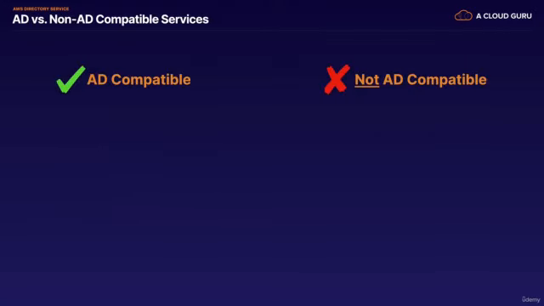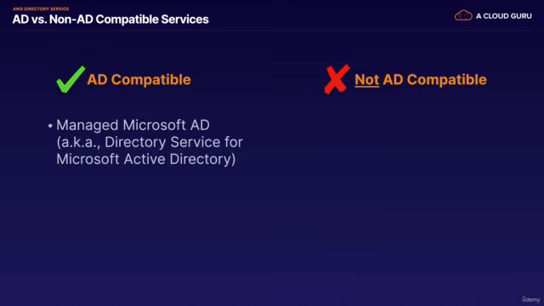So for the exam, it's important that you keep straight which of these services are AD compatible and which are not AD compatible. So for the AD compatible services, we have Managed Microsoft AD, also known as Directory Service for Microsoft Active Directory, AD Connector, and Simple AD. So these solutions also enable users to sign into AWS applications like Amazon Workspaces and QuickSight with your Active Directory credentials. So if you see an exam question that asks you about logging into Workspaces or QuickSight with AD credentials, think about the AD compatible services here.